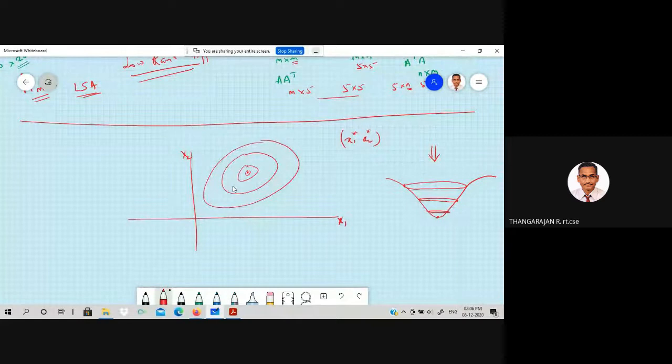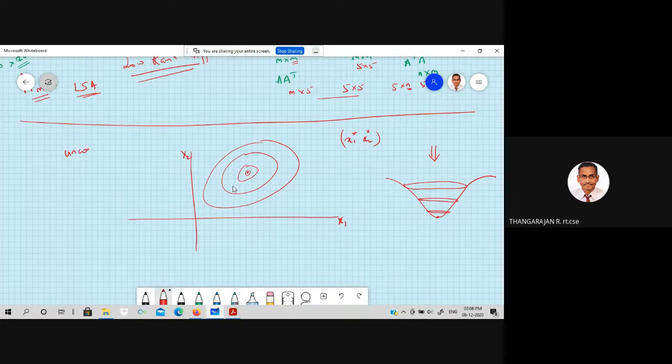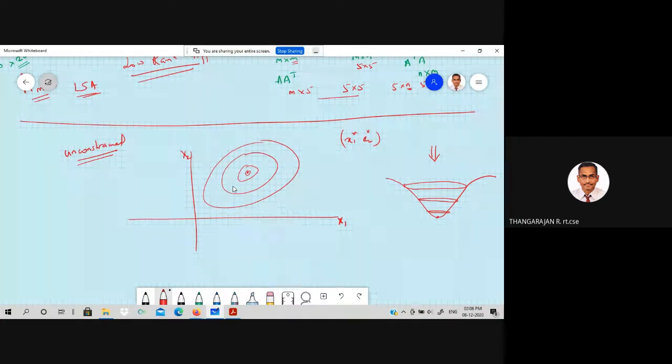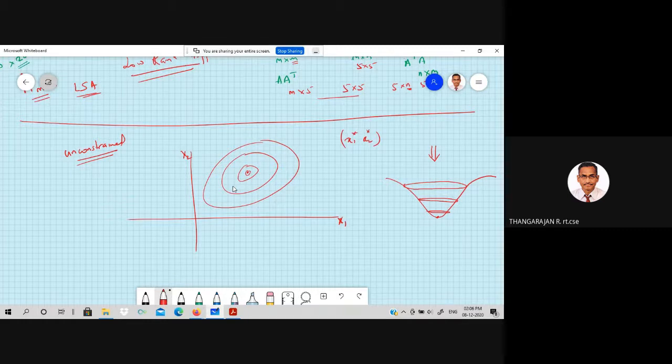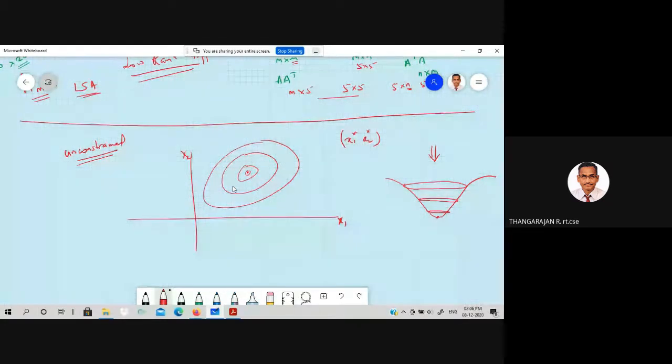But this problem is called unconstrained. Why is it unconstrained? That is because we just want to find the minimum value. We are not imposing any constraint. We say that this solution is what we want, and there is no other constraint on that.